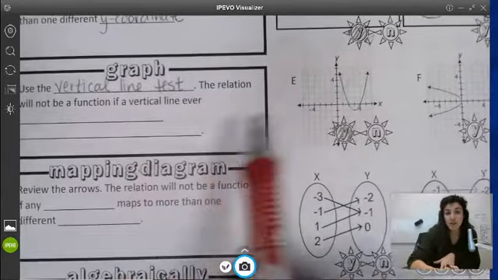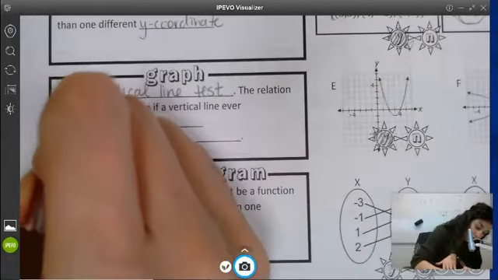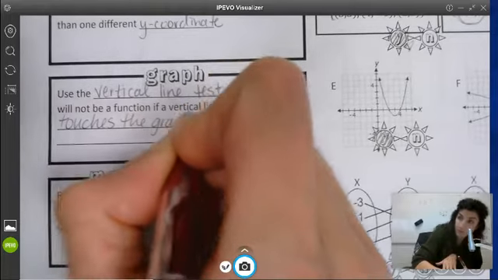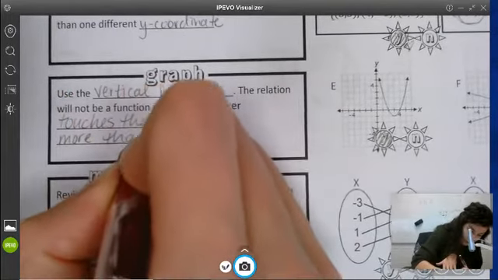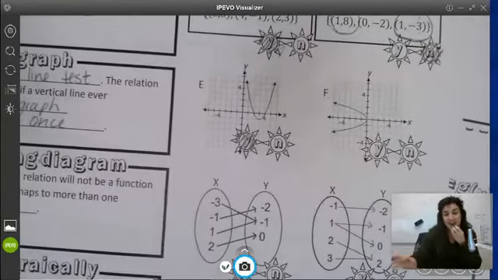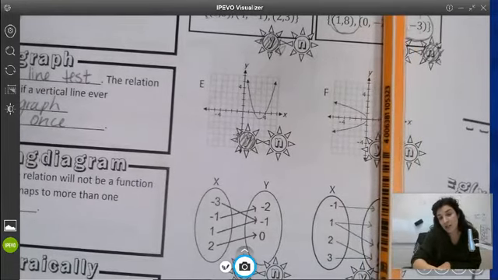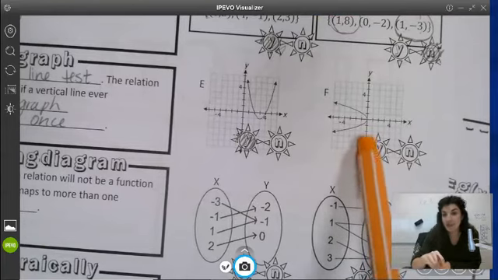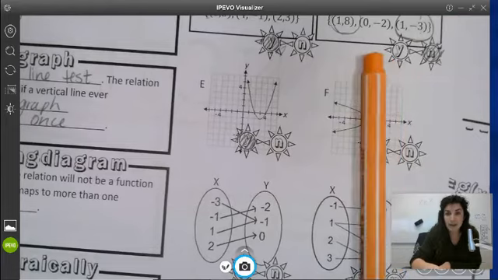So the relation will not be a function if a vertical line ever touches the graph more than once. Again, recognizing patterns, we try this with this relation right here. This is the inverse of a parabola, which we'll talk about by the end of this unit, what an inverse of a function is.